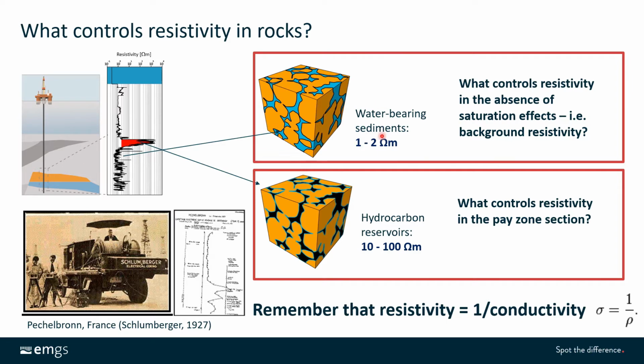So when we look into the resistivity of the water-bearing sediment, it generally falls from 1 to 2 ohm meter, depending on the mineral content and other stuff. It can also go up to 4 or 5 ohm meter, depending on the background resistivity. Whereas if there is a presence of hydrocarbon, it may go from 10 to 100 or even higher resistivity.